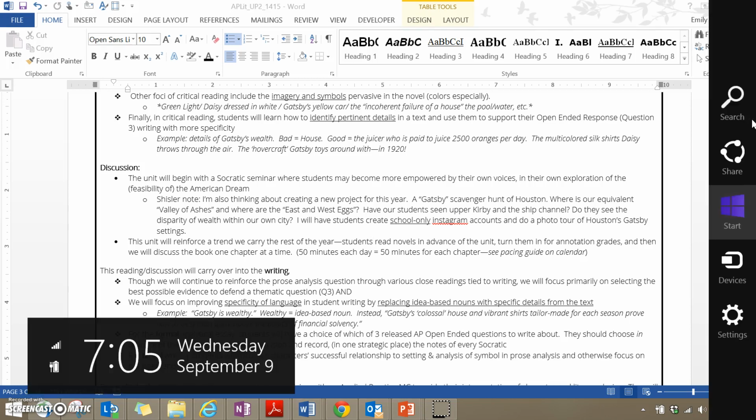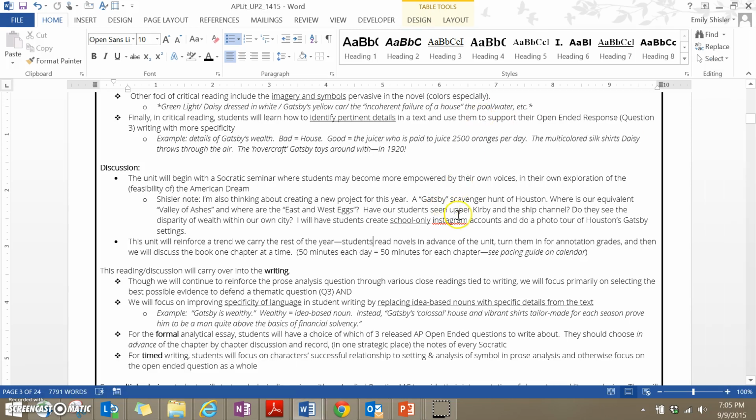So I'm actually going to do a new project this year. I think I'm going to send students on a Gatsby scavenger hunt of Houston and have them create school-only Instagram accounts and do a photo tour of, what does Upper Kirby look like, and what does the Ship Channel look like, and what does your neighborhood look like, and what is the disparity of wealth in our own city, let alone in this book that we're reading about. So that'll help students grasp, yes, the relationship between character and setting, but also the real-world manifestation of that.